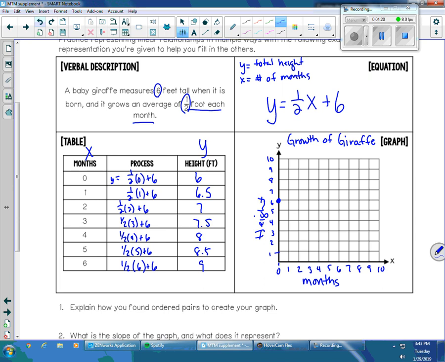Now at 1 month, he was 6.5. So I can kind of eyeball and go, between 6 and 7 and make a dot there. Or I can stick to my whole numbers. And I could just say at 2, he was 7. Let's see, at 4, I'm going to come down here, he was 8. And at 6, he was 9. And then when I draw my line, it's going to catch all those other values.